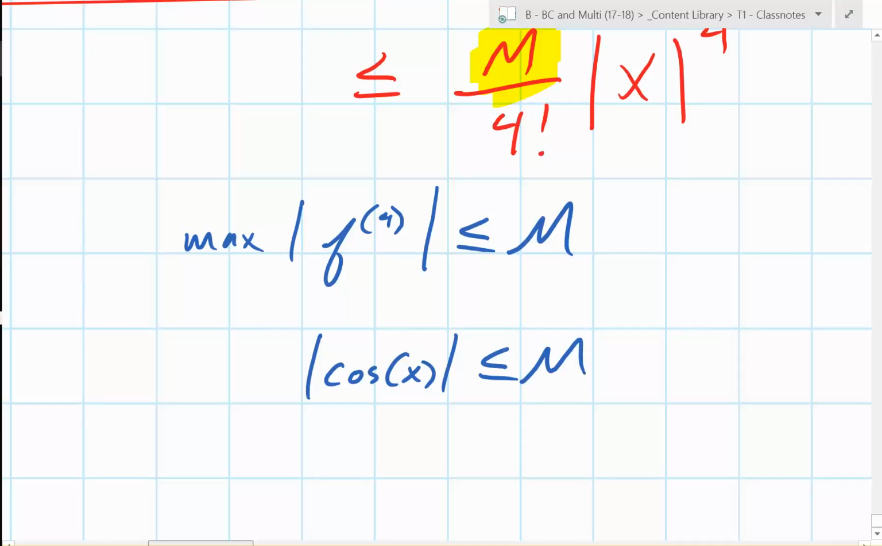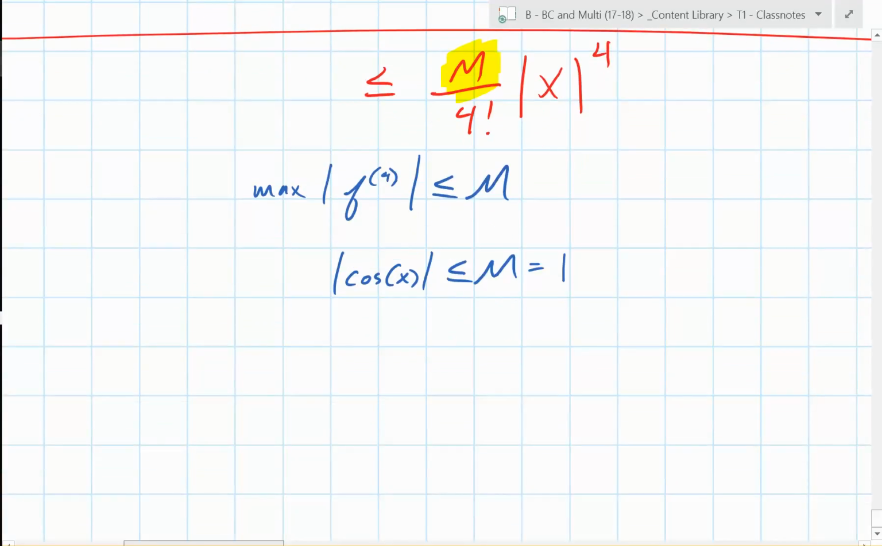What do they not give you on this? The domain or interval. They don't give you an interval, right? It was a purposeful choice on their part to make you think about this. You're looking for the maximum value this can take on the interval. If they don't give you an interval, you just have to think, what's the maximum value you can take anywhere? What's the maximum value of cosine anywhere? 1. So what are we going to set M equal to? 1.